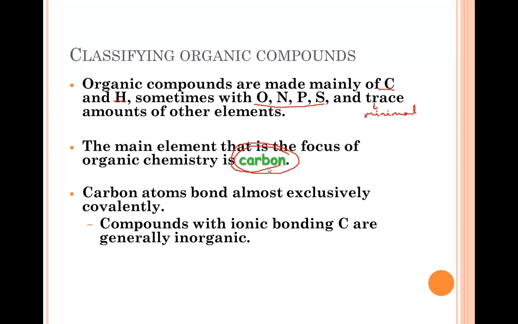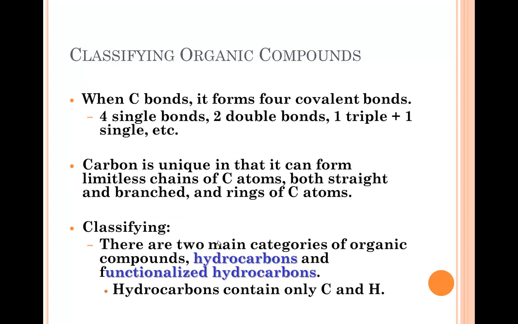And that's because carbon is so unique. Carbon atoms bond almost exclusively covalent. If there is a chance of it being an ionic bond, it's generally considered inorganic at that point. When carbon does form bonds, it forms 4 bonds. It could be 4 single, 2 double, 1 triple, and 1 single, or any other combination, as long as it totals 4.